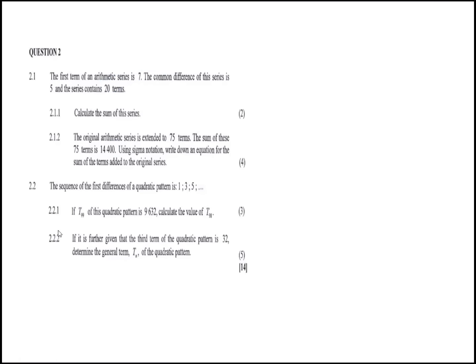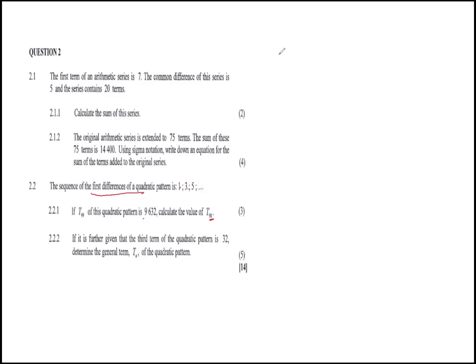2.2 says the sequence of the first differences of a quadratic pattern is 1, 3, 5. Note this, the sequence of the first differences, not the quadratic pattern itself, but then the first differences of the quadratic pattern is 1, 3, and 5. Now, if T99 of this quadratic pattern is 9,632, calculate the value of T92.